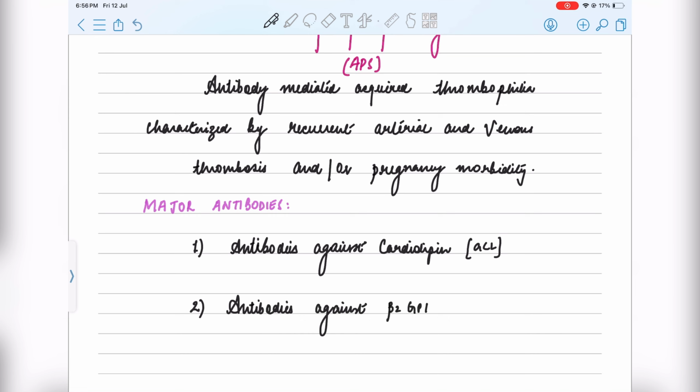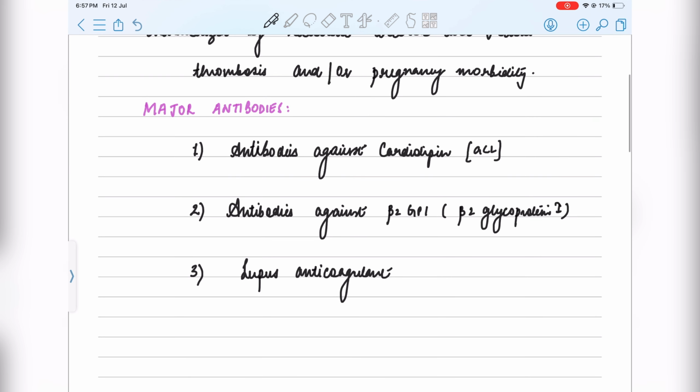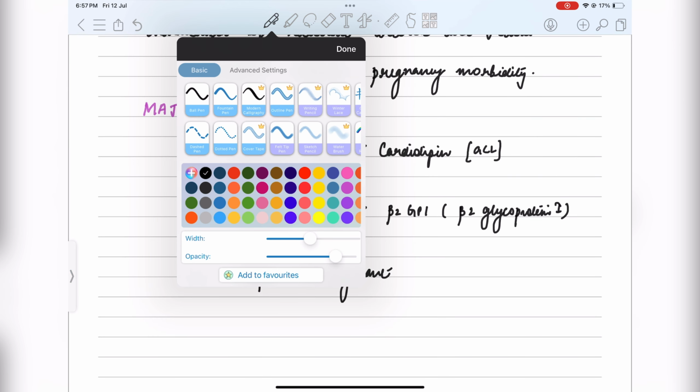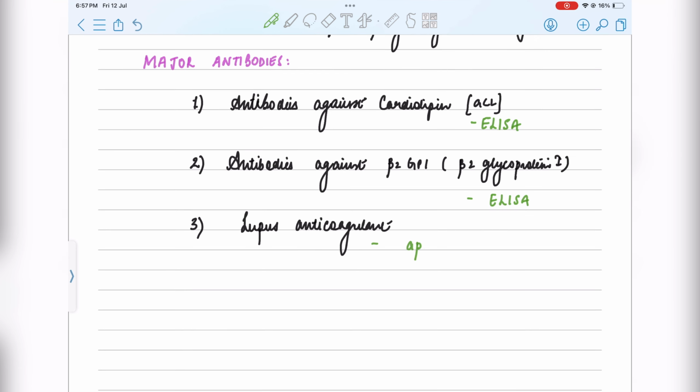So what are the major antibodies which are associated with APS? First one is antibodies against cardiolipin. Second is antibodies against beta-2 glycoprotein. And the third one is lupus anticoagulant. So these are the three important antibodies which are associated when we have to diagnose antiphospholipid syndrome.